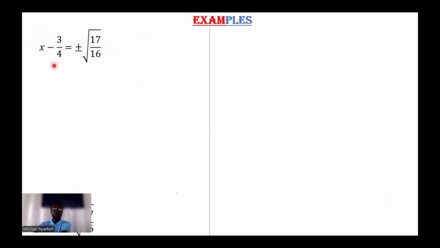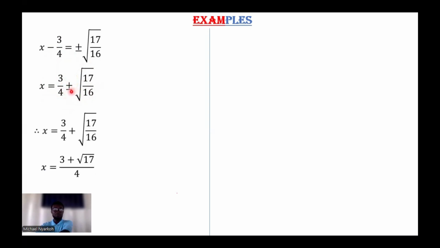And then we are going to now maintain x alone. See, it is x minus 3 over 4. So when that also moves, it becomes 3 over 4 at the other side of the equal to sign. So the final answer now becomes x equals 3 over 4 plus or minus square root of 17 over 16. Now, plus or minus simply means that we are going to have two answers where one is going to be positive and the other is going to be negative. Is that okay? So the first answer is going to be 3 over 4 plus square root of 17 over 16. And the other answer is also going to be 3.